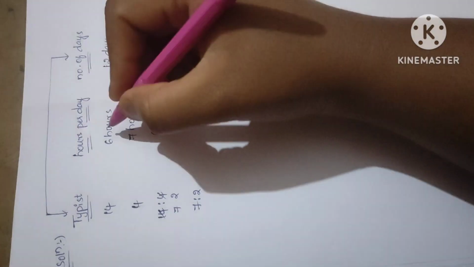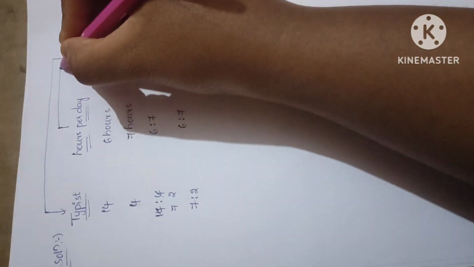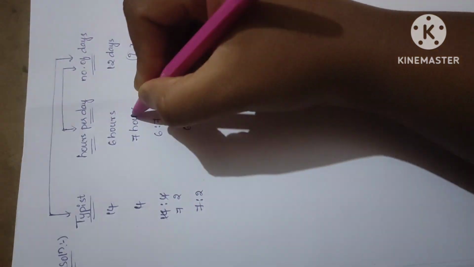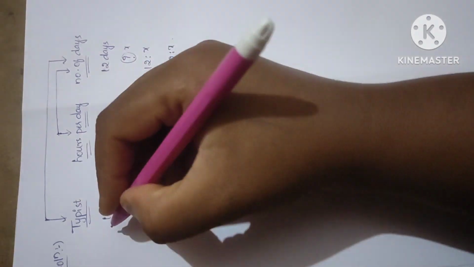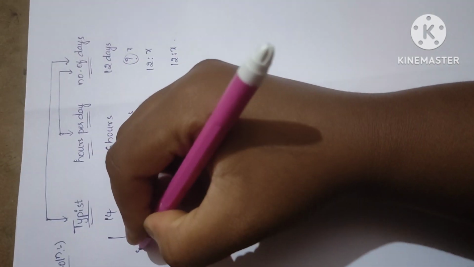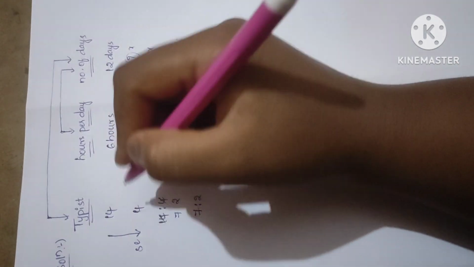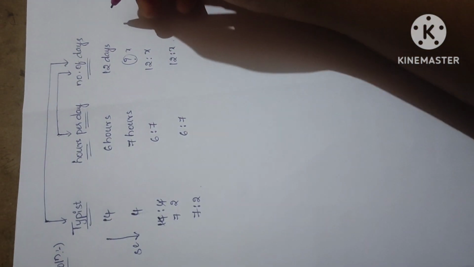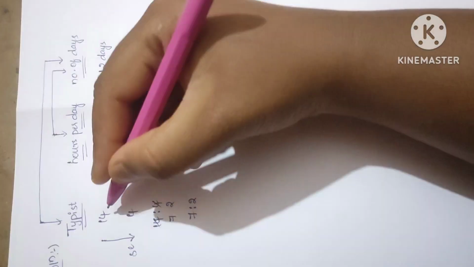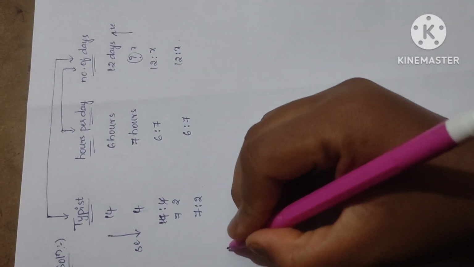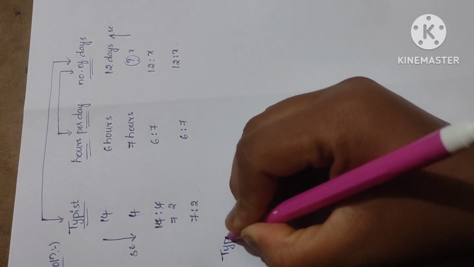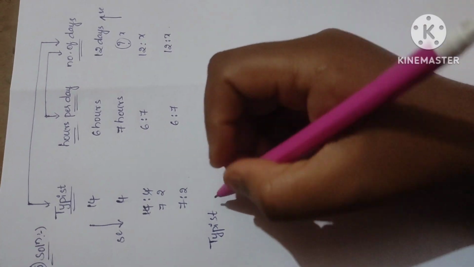So we have to compare this number of days with the remaining two quantities, that is with the typists and also with the hours per day. So first compare with the typists. If you see here, the number of typists decreases from 14 members to 4 members. If typists decrease, the number of days should increase. Very good. If men decrease, the number of days should increase. Now same like that.